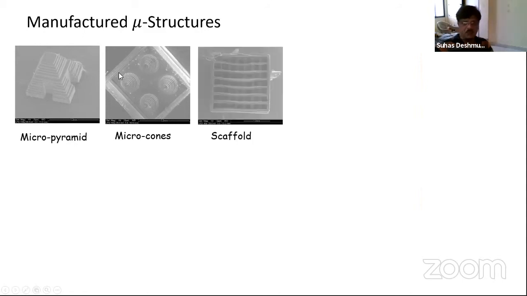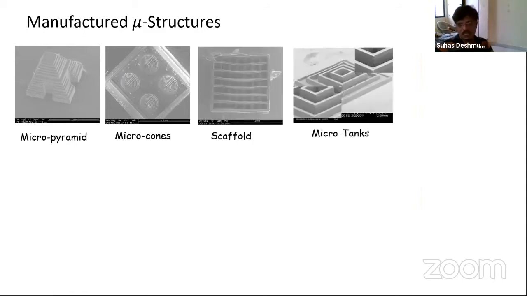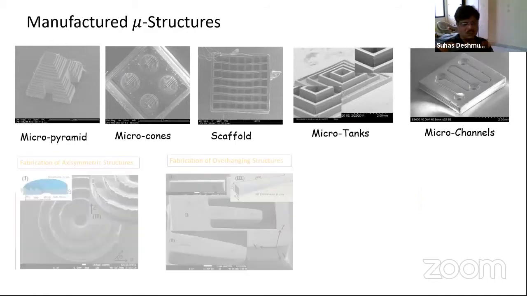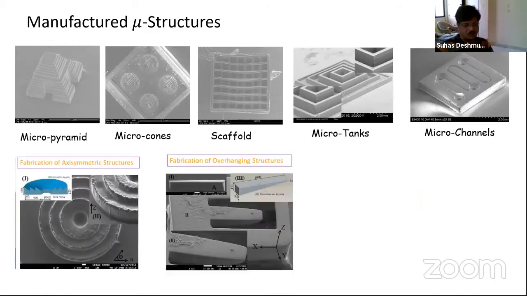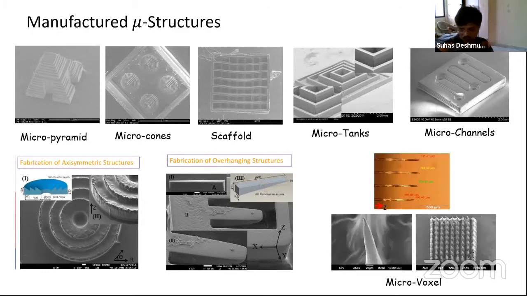Then a few more scaffolds, then micro tanks, then micro channels, then so many other microstructures, axisymmetric structures, overhanging structures, micro voxels, even micro pins. You can just imagine, this kind of a pin is designed by controlling the laser intensity hitting it.